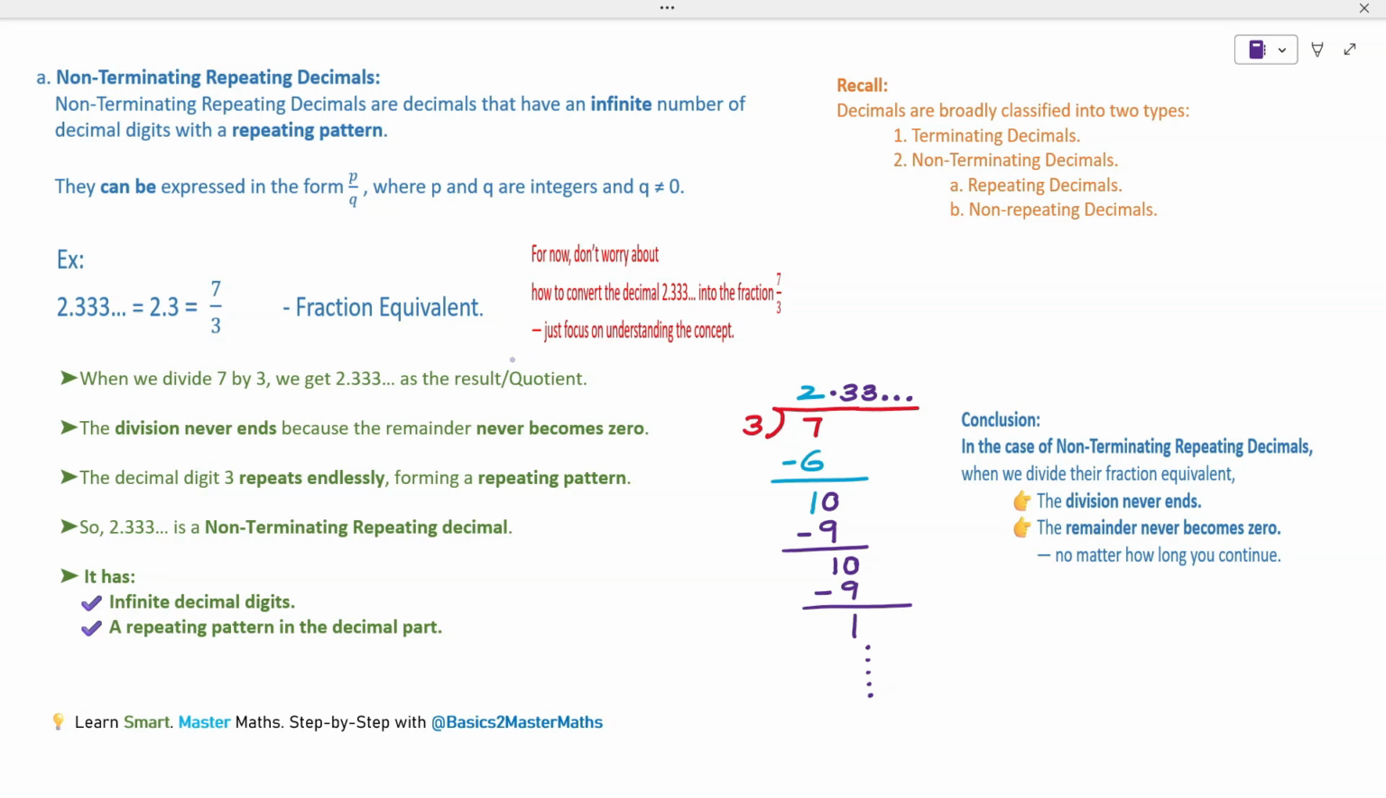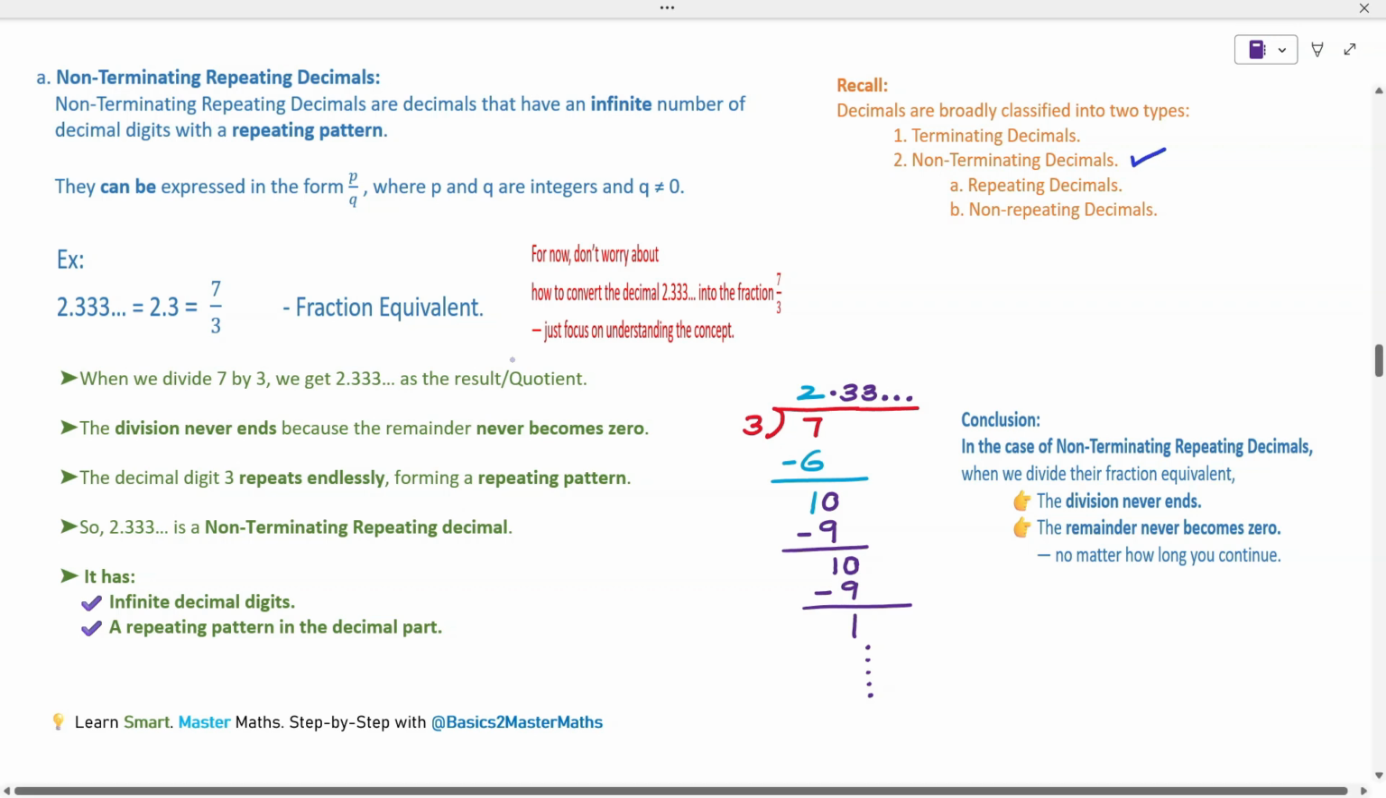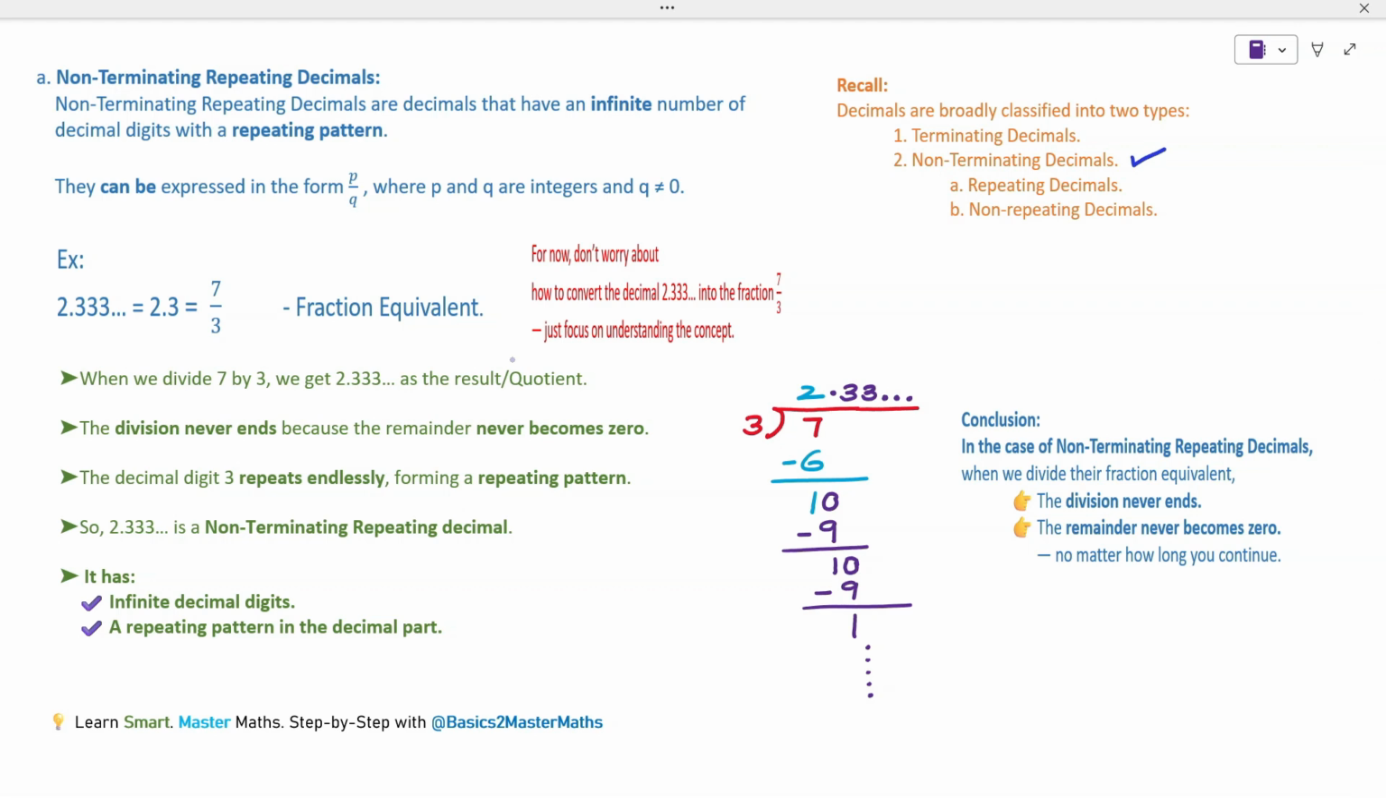Hi all, welcome again. In the previous video, we have discussed the basics of non-terminating decimals. Today, we are going to learn about different types of non-terminating decimals. Non-terminating decimals are broadly classified into repeating decimals and non-repeating decimals.